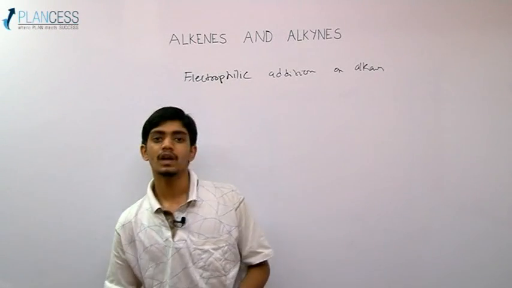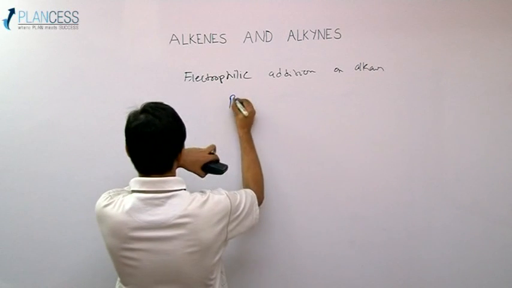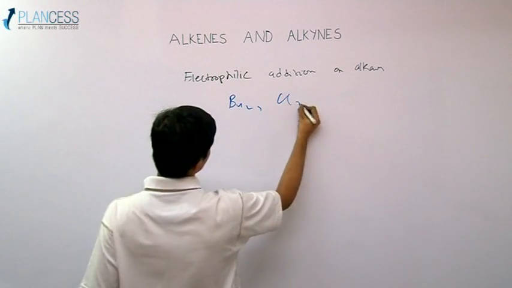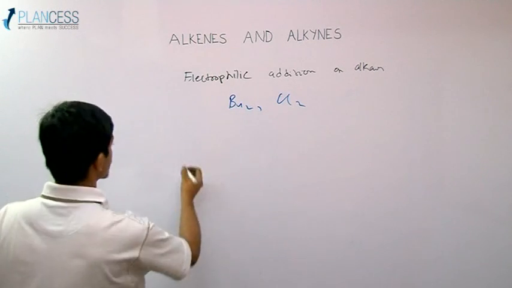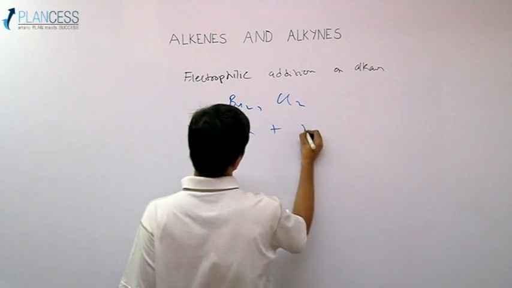Now let us see how dihalogens react with alkenes. That is, reaction of Br2, Cl2, etc. We have an alkene and we have Br2, suppose.